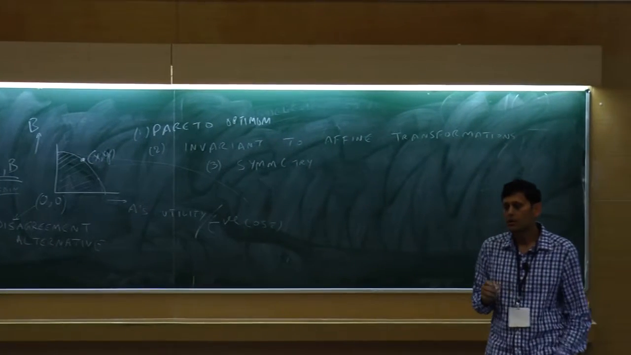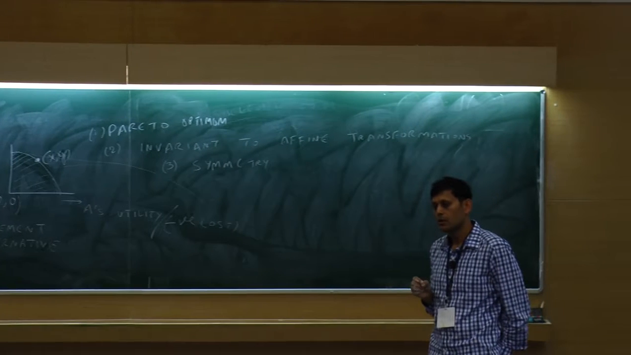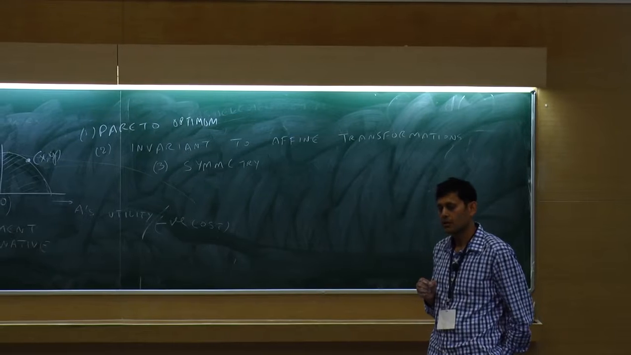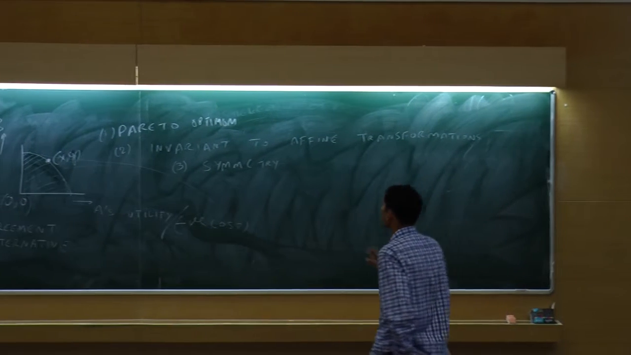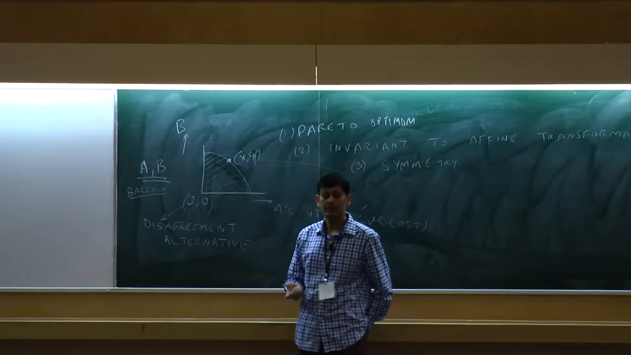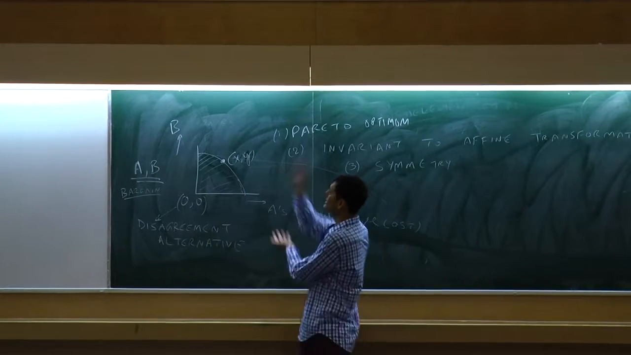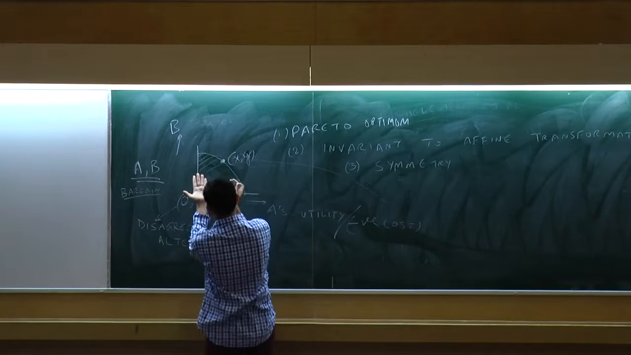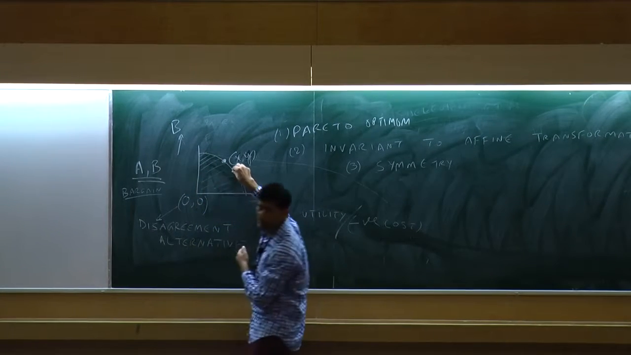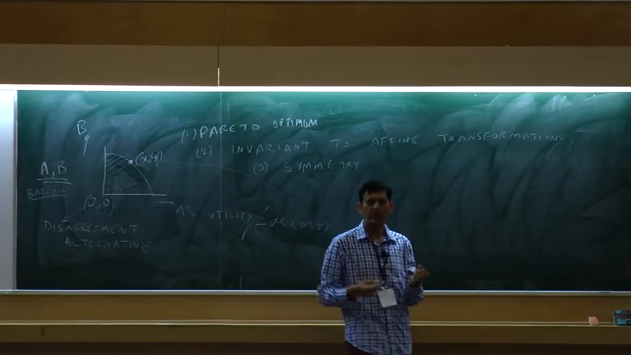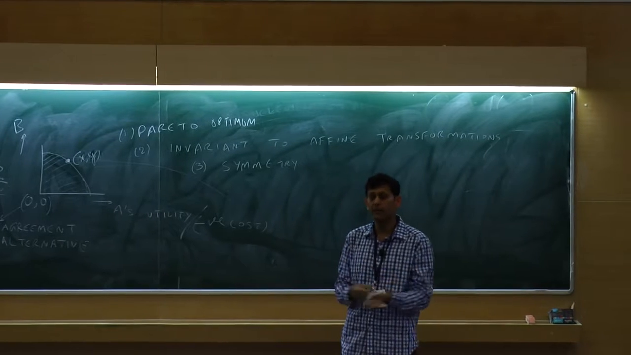Sorry, what's the question? No, so yeah, the question is why should it be symmetric? Symmetry here means that if you interchange what A and B are. If I were to flip the axes around, so if I do a 45-degree rotation, then if this was the earlier solution, this should now become the solution. So it should be invariant to relabeling.